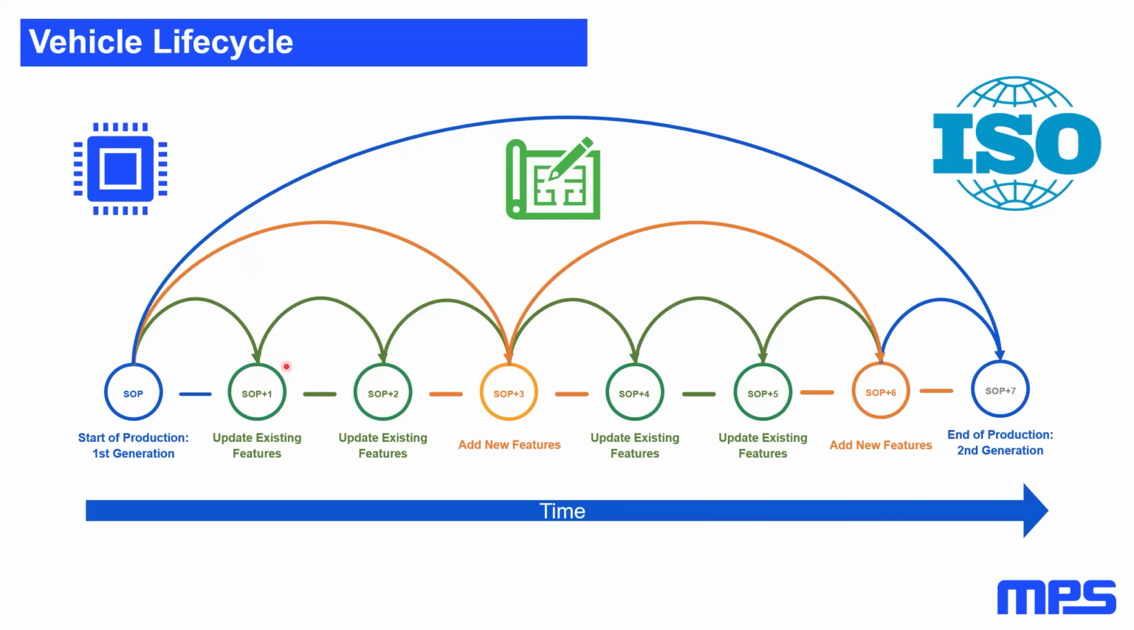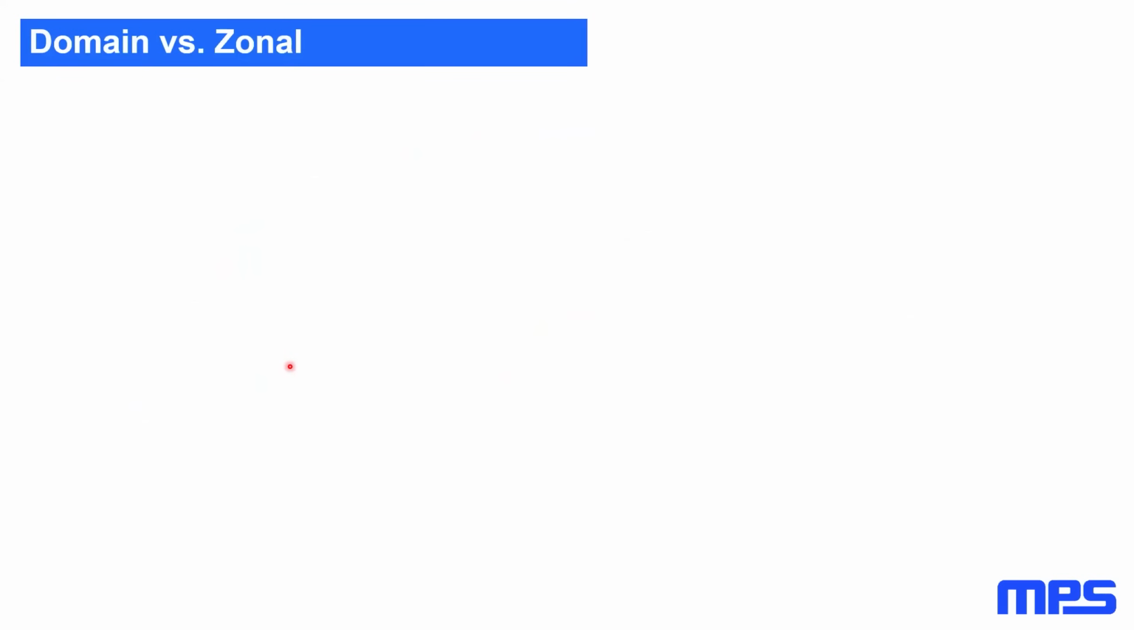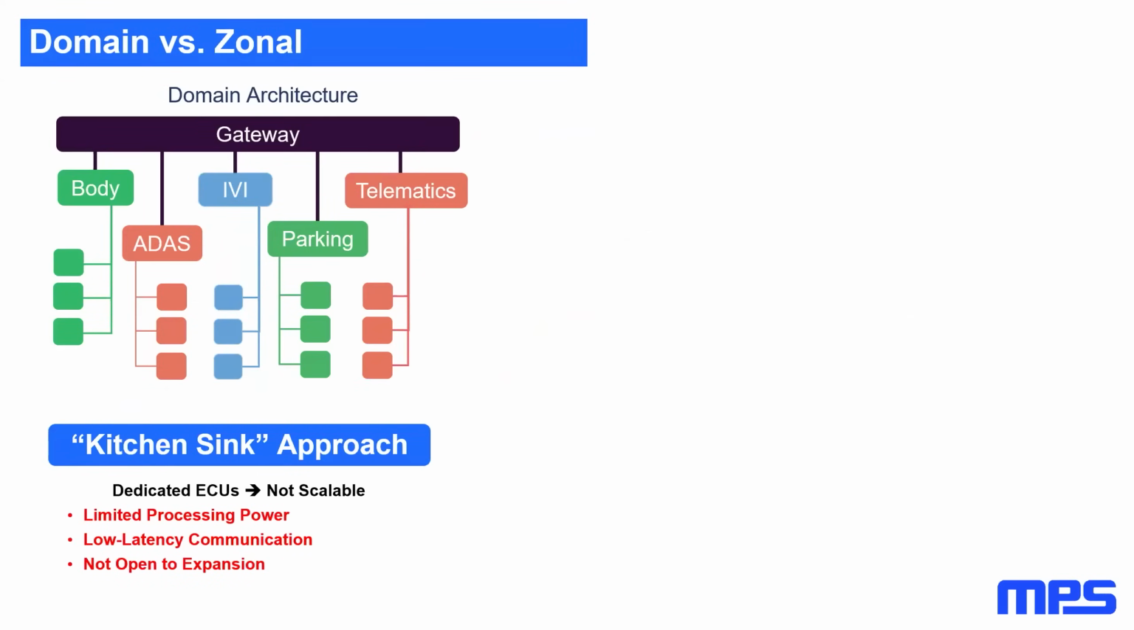The most common architectures in the modern vehicle are the domain and the zonal. Let's have a look at this. The domain architecture refers to the organization of the vehicle system into distinct domains or areas of functionality. This can include domains such as powertrain, chassis, body, ADAS, telematics, and EV, for example. Within each domain, a range of subsystems and components work together to provide some specific functions and features, following what we call a kitchen sink approach.